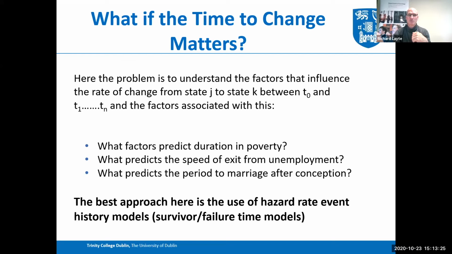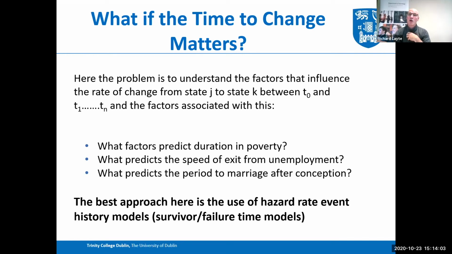Okay, and it's questions like this. What factors predict duration in poverty? What factors predict that you're going to stay in poverty, as opposed to the time that you're going to stay in poverty? What factors predict how long you're going to stay in unemployment? What factors predict when you're going to get married after you've conceived a child, if you're going to get married after you receive a child? So these are questions about duration, aren't they? They're not questions about the probability of change. They're about how long it takes to happen. In this case, you've got to adopt a different kind of approach.